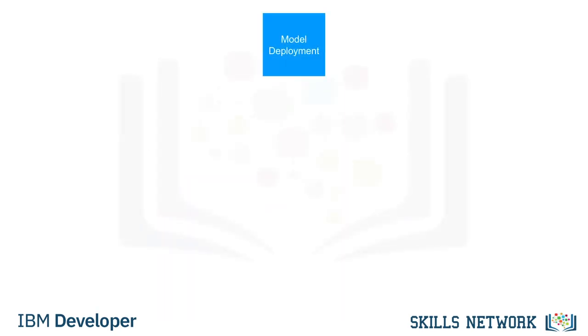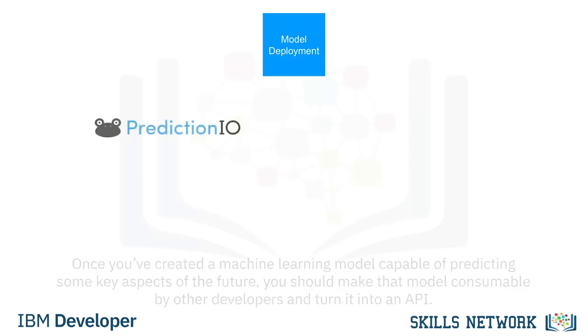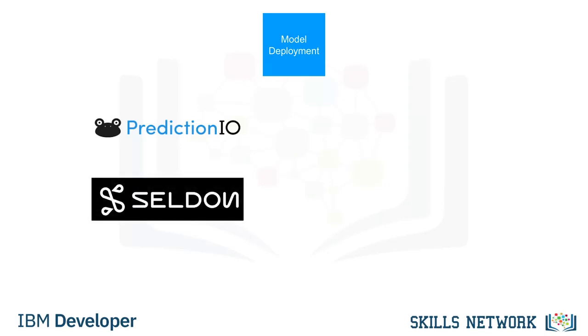Model deployment is extremely important. Once you've created a machine learning model capable of predicting some key aspects of the future, you should make that model consumable by other developers and turn it into an API. Apache Prediction I/O currently only supports Apache Spark ML models for deployment, but support for all sorts of other libraries is on the roadmap. Seldon is an interesting product since it supports nearly every framework, including TensorFlow, Apache Spark ML, R, and scikit-learn. Seldon can run on top of Kubernetes and Red Hat OpenShift.